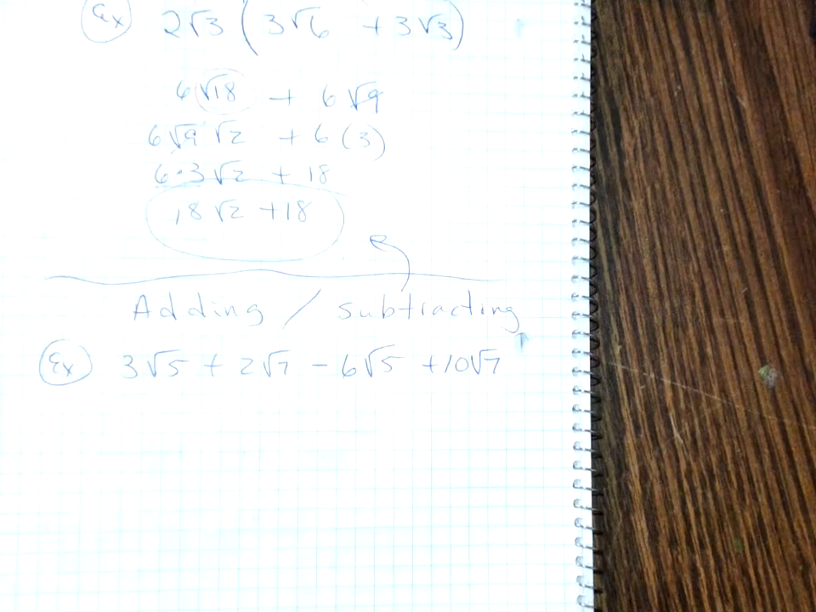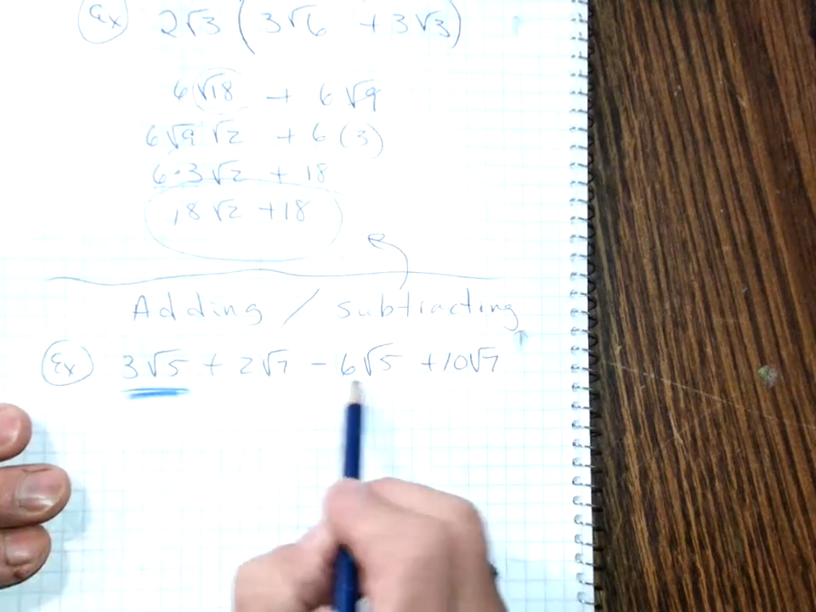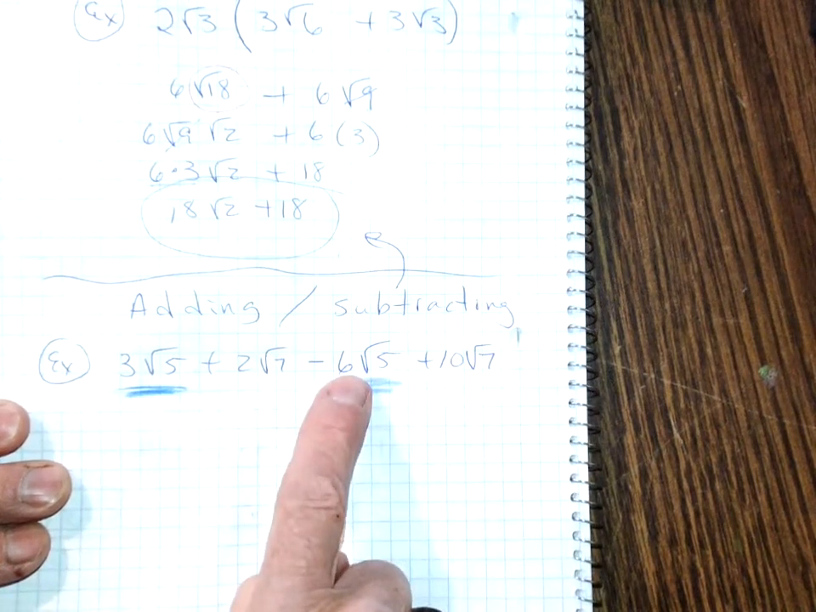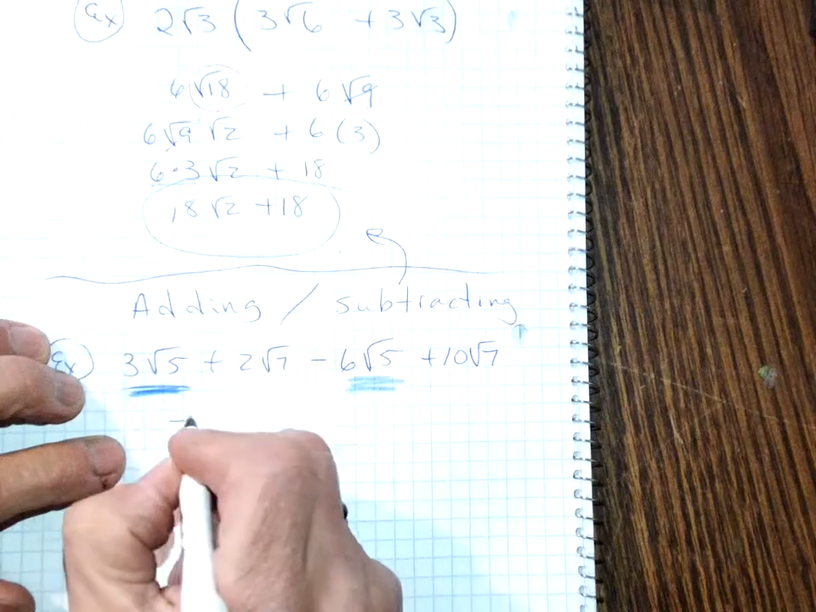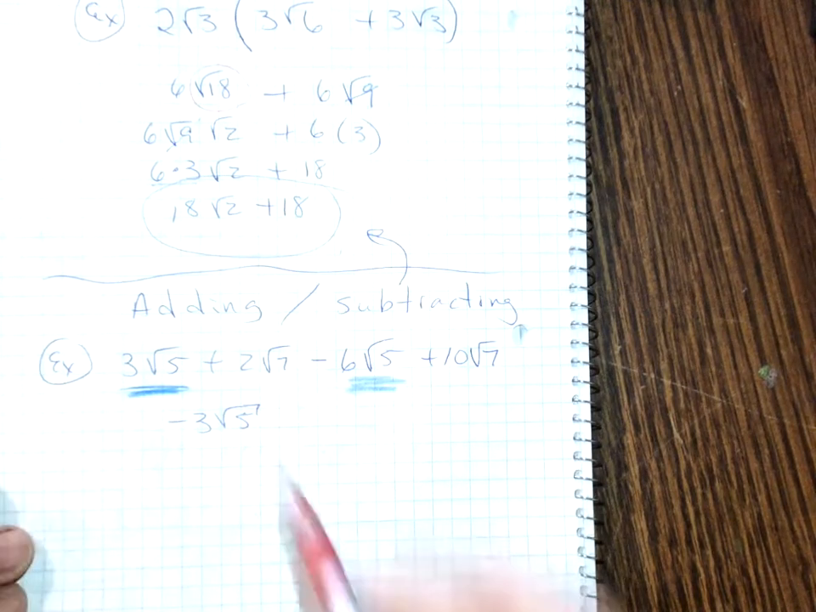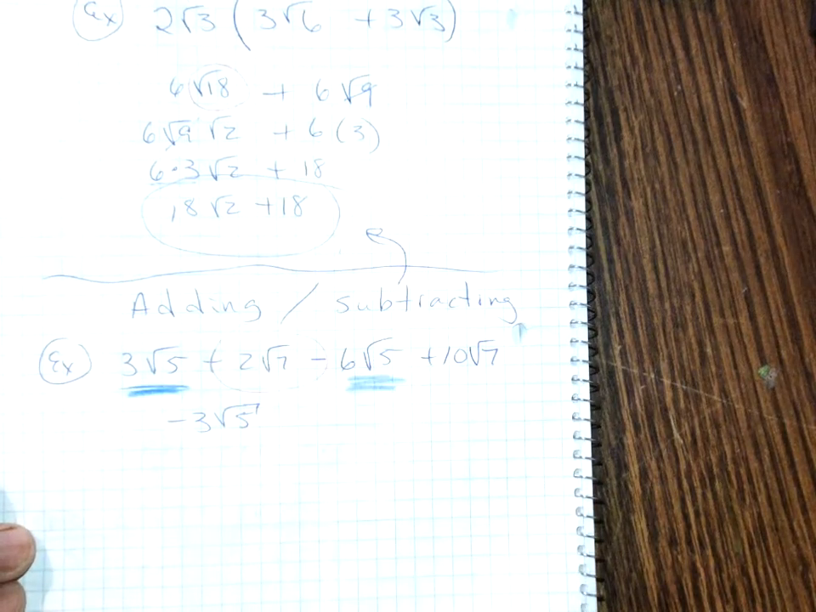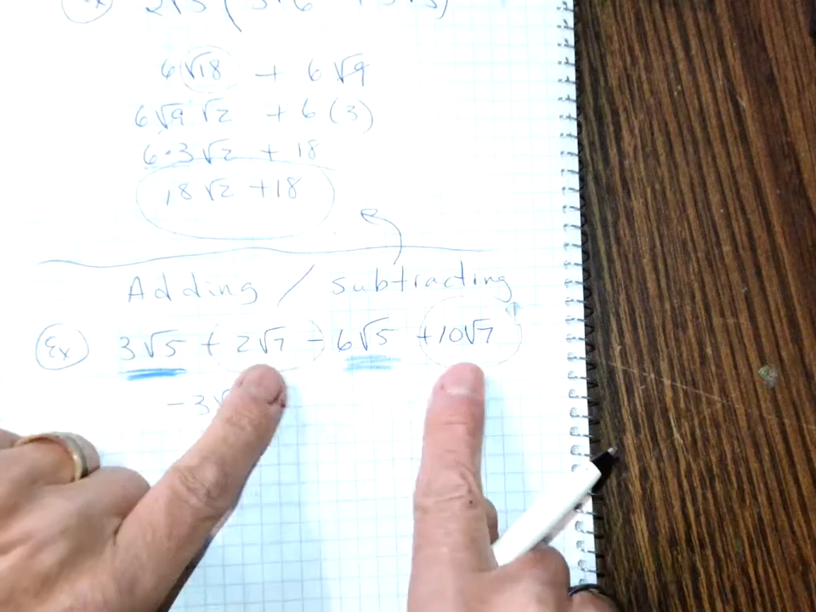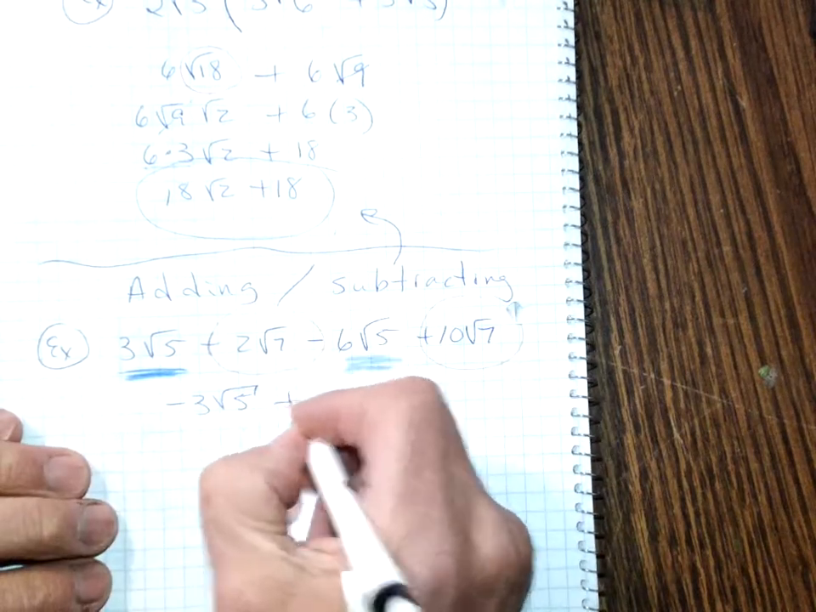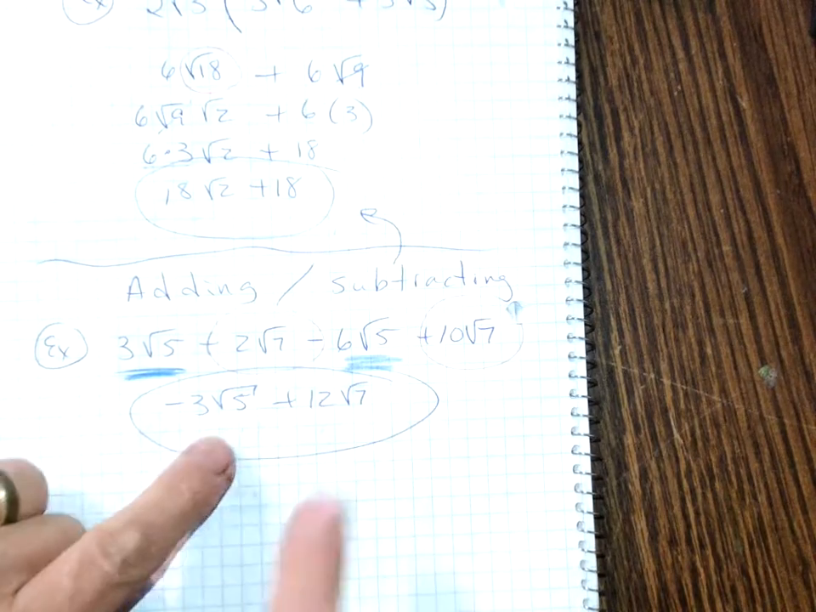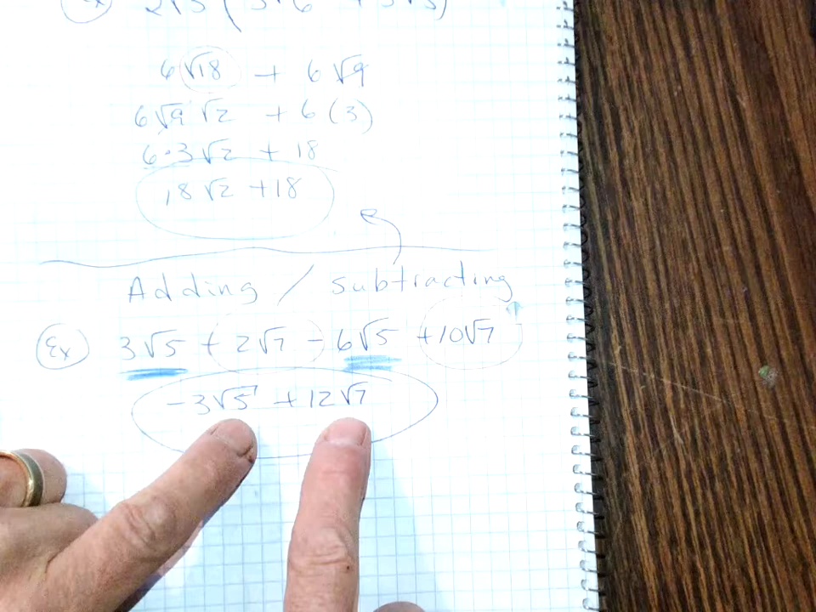So, they're just like x's and y's. If they're the same, we can combine them. These two are the same. 3 square roots of 5 minus 6 square roots of 5 makes a total of negative 3 square roots of 5. Okay. 2 square roots of 7 plus 10 square roots of 7, these are the same. You can add these and make a 12 square roots of 7. That's it. You can't add these because they're different square roots. Finished. That wasn't so bad.